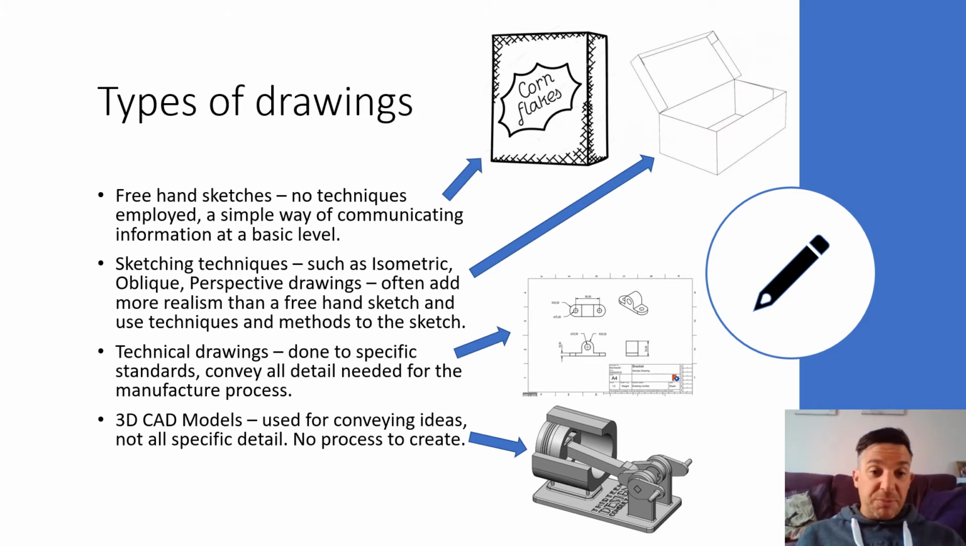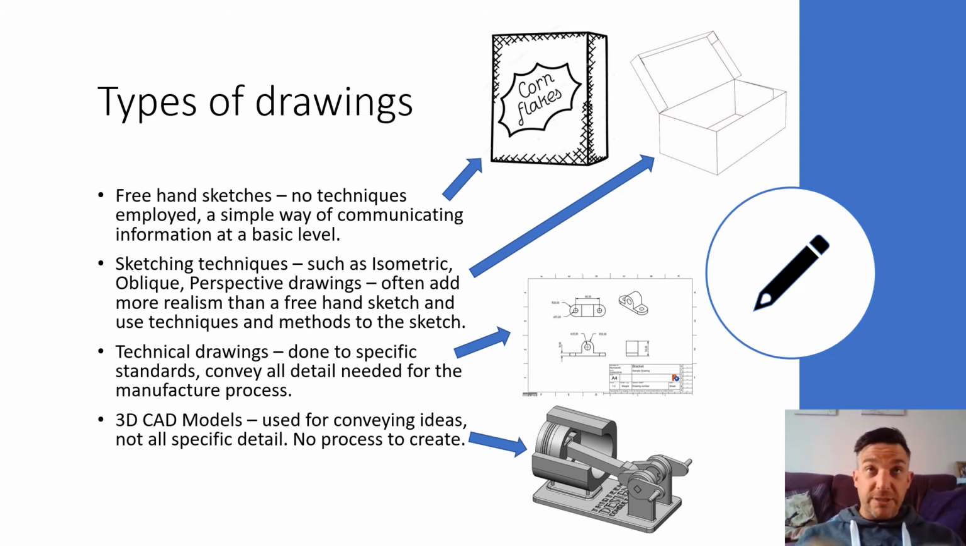You also have perspective drawings, so you can have 1, 2, 3 point perspective. And again, we're building up the skill level here into a more technical type of drawing, but still the whole point of this is to try and convey the shape and the sizes of the objects that you want to use.